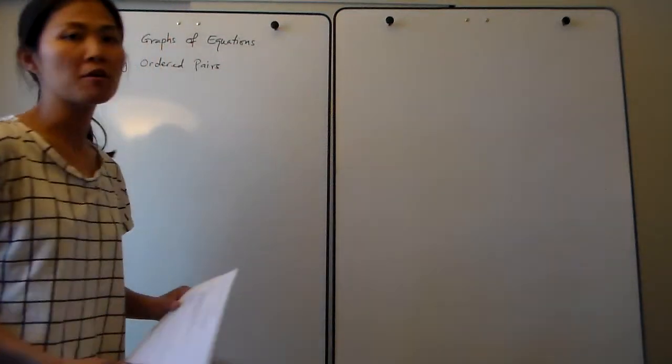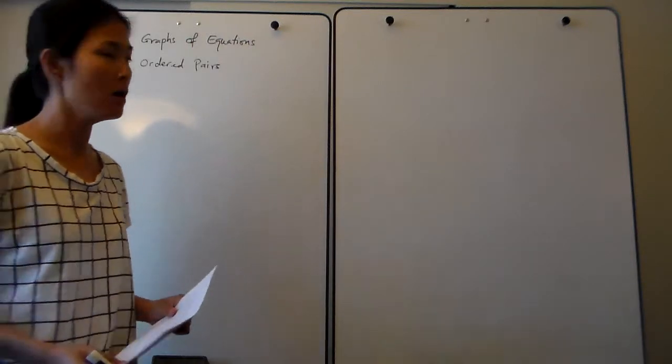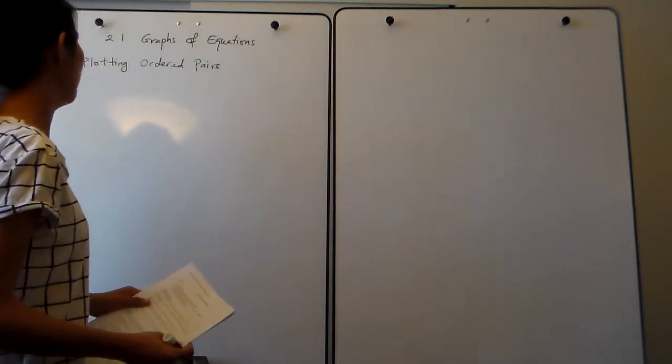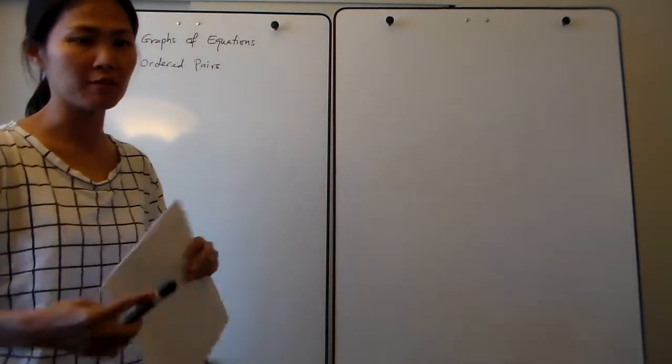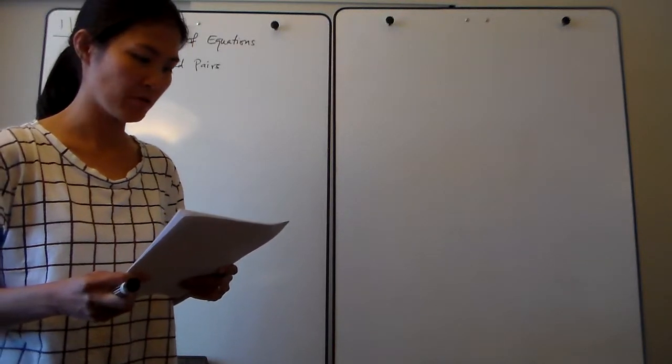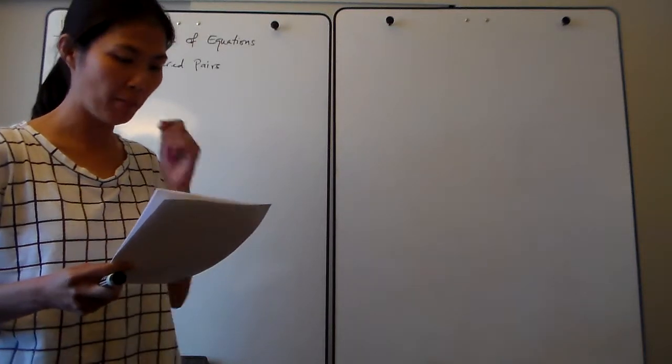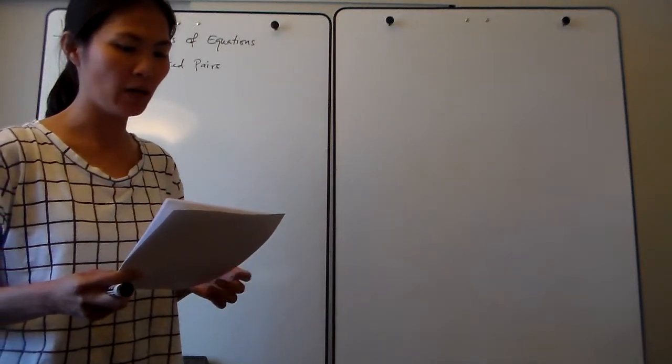Hello class, we'll start today with section 2.1, graphs of equations. And if you look at my notes, there are 4 objectives. Plot points associated with ordered pairs of numbers. Determine whether an ordered pair of numbers is a solution of an equation.